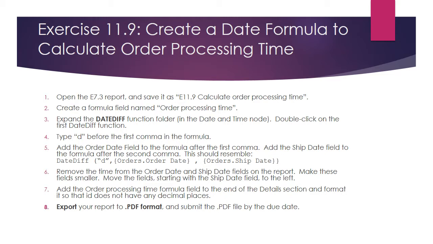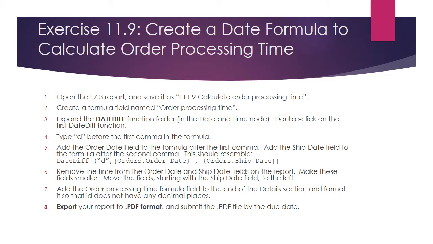In summary, we're going to start with Exercise 7.3, which you should have completed previously. If you haven't, then now's a good time to stop the video, go back and finish that, and then come back and resume. We're going to create a formula field for a calculated field called order processing time. We'll go down and find the DateDiff function, and then we'll populate that to give us a difference in days between the order date and the order ship date.